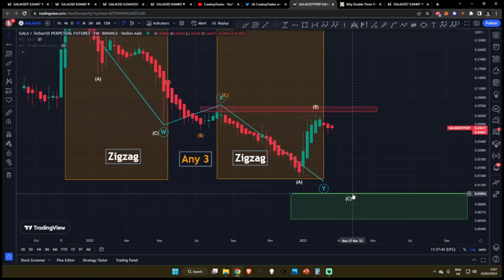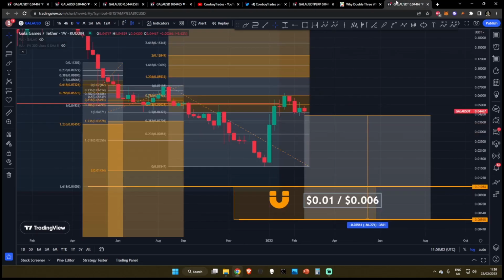Well, first of all, 1 cent is a listing price on a lot of exchanges for Gala Games. Also, 1 cent is a psychological target. No one is saying, hey, I want to buy at 1.1 cent. No one's going to say, hey, I want to buy at 1.42 cent. People are saying, I want to buy at 2 cent. I want to buy at 1 cent. I want to buy at 3 cent, 4 cent. Maybe if you're very bullish, you bought at 5 cent or something like this.